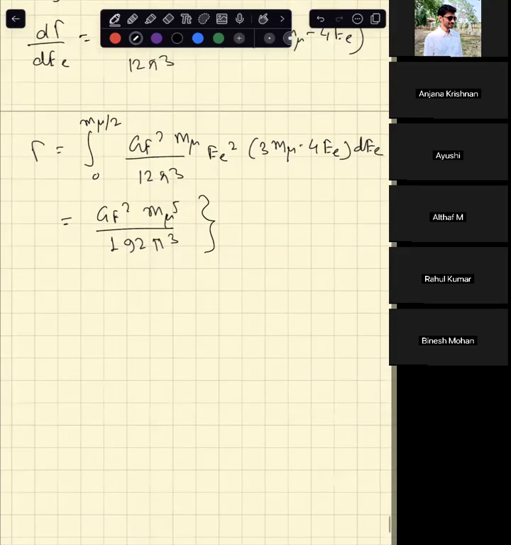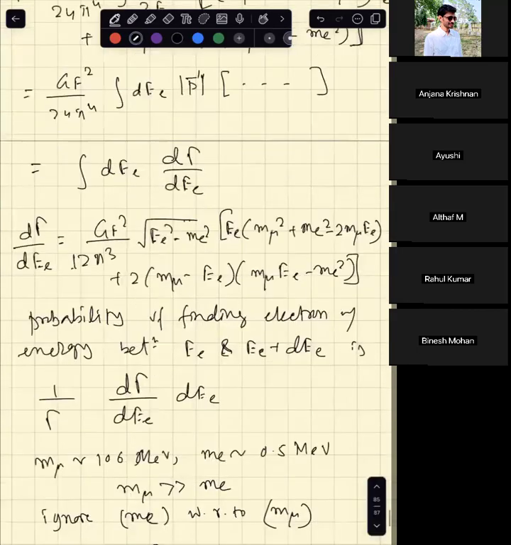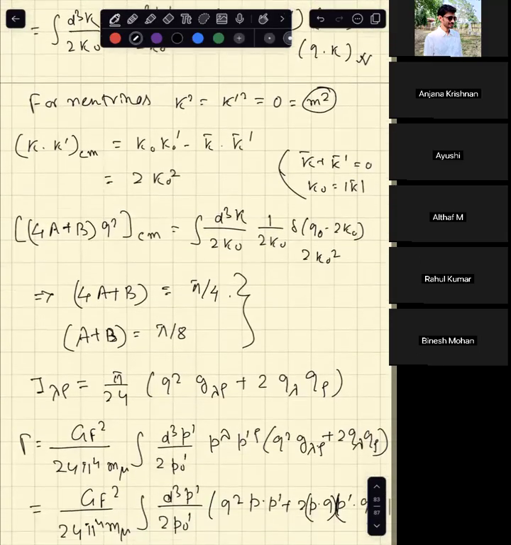Now if you want to calculate the lifetime of the muon in its rest frame, τ_μ is equal to 1 by Γ, the total decay width. So that's how you can calculate the total decay width for any kind of decay process, whether it's 1 going to 2 or 1 going to n, whatever. Simply you can calculate the decay width for this.